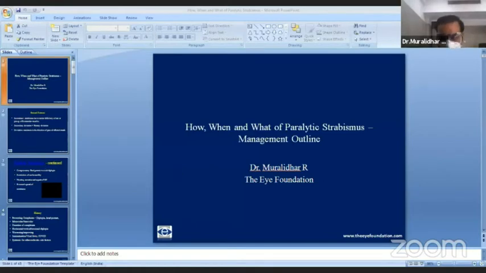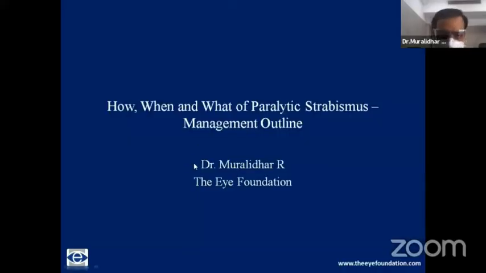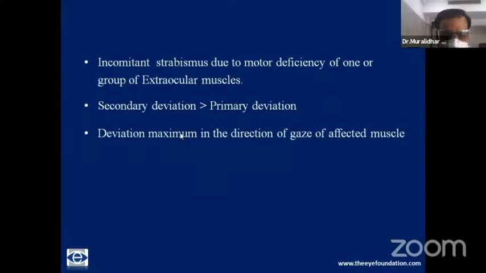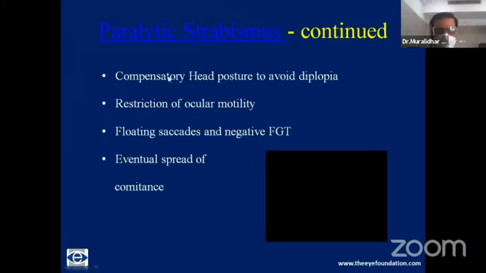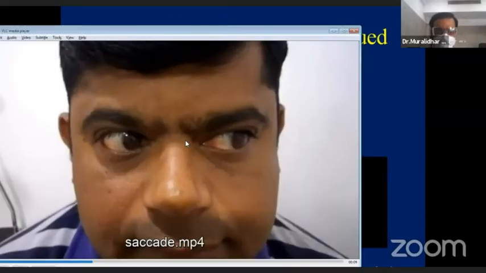Can you see my screen? I'll be talking about how, when, and what of paralytic strabismus, just aiming to give a broad overview. These are the characteristic features of paralytic strabismus. Most important, the deviation is maximum in the direction of the base of the affected muscle. And one important thing that we need to identify is the floating saccade.